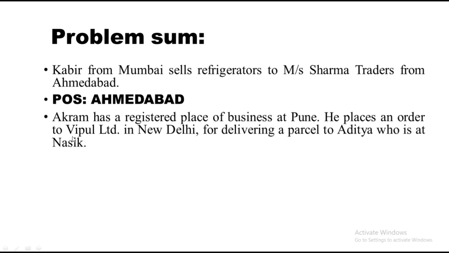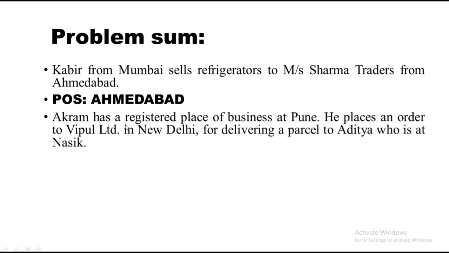Again, now here there are three people. We have the supplier, we have a person who had placed an order, and we have the recipient. In that case, the person who has placed an order becomes the third person, and as per the rule of third person, the place of supply will be the third person's place.